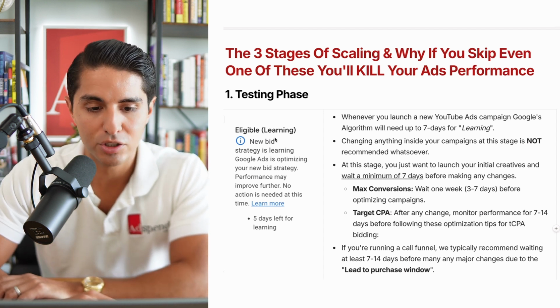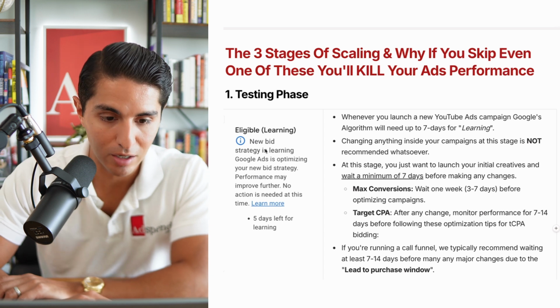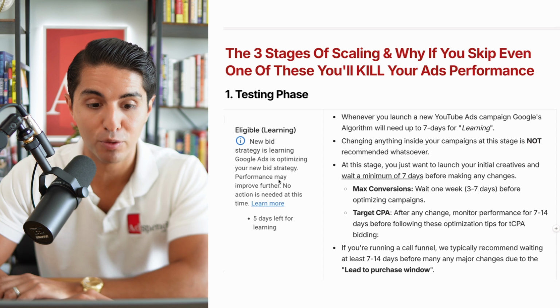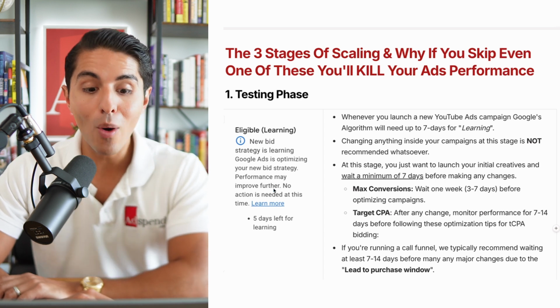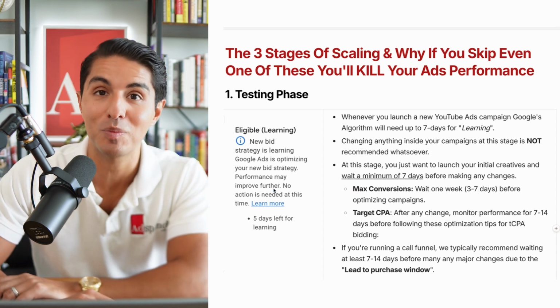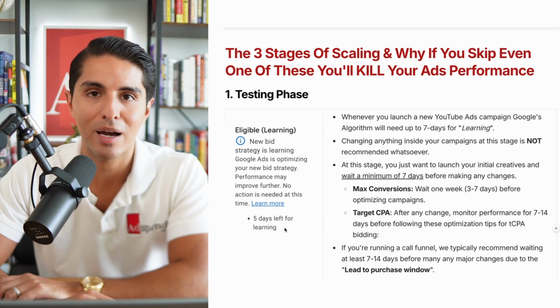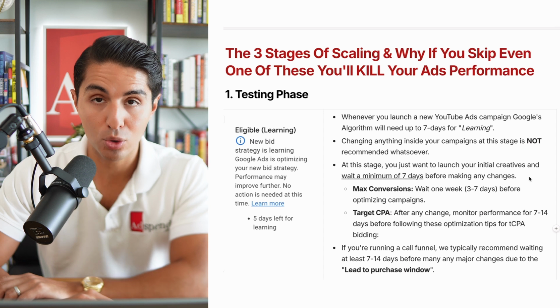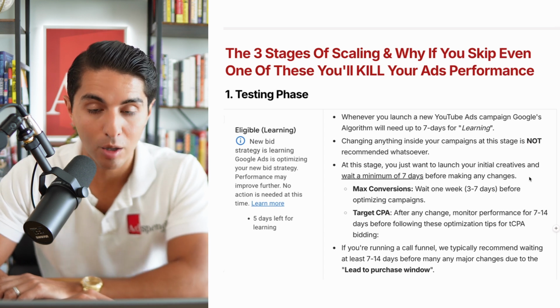And so this is a screenshot of what it actually looks like inside your ads account. And it literally tells you new bid strategy is learning. Google Ads is optimizing your new bid strategy. Performance may improve further. No action is needed at this time, my friend. Don't touch me, please. And it tells you the amount of days left for learning. And so at this stage, you just want to launch your initial creatives and wait a minimum of 7 days.